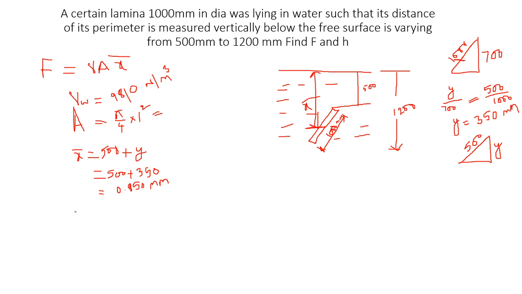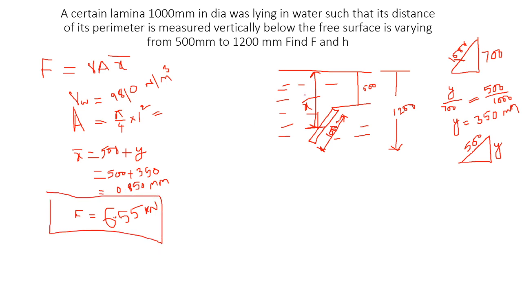Then force, how much force? Substitute these values in the above equation. You know gamma W is 9810, area is pi d square by 4, that is pi by 4 into 1 square, and X bar is 0.85. You will get 6.55 kilonewtons. Now you have an idea about the force. How do you find the force? 6.55 kilonewtons, this is the answer.